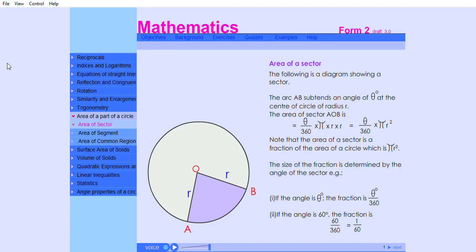The size of the fraction is determined by the angle of the sector. For example, if the angle is theta, the fraction is theta over 360. If the angle is 60 degrees, the fraction is 60 over 360, which is equal to 1 over 6.